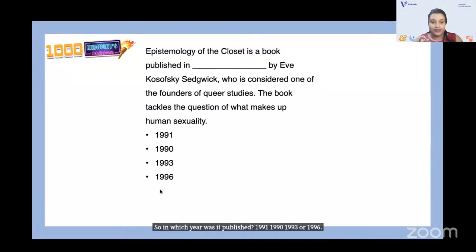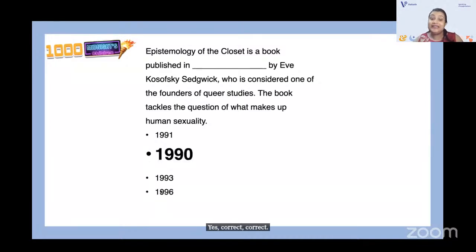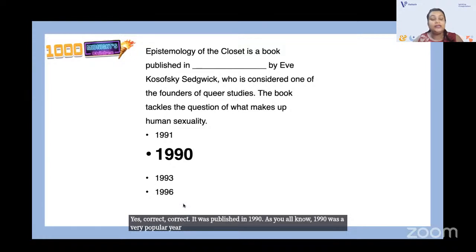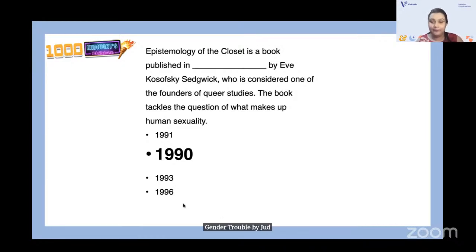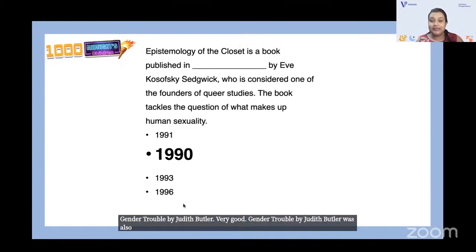Yes, correct. It was published in 1990. As you all know, 1990 was a very important year in terms of the works published, specifically works of literary theory. Can you tell me some of the other works which were published in 1990? Gender Trouble by Judith Butler. Very good. Gender Trouble by Judith Butler was also published in the same year, 1990.